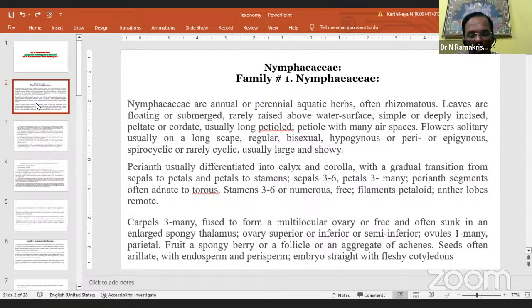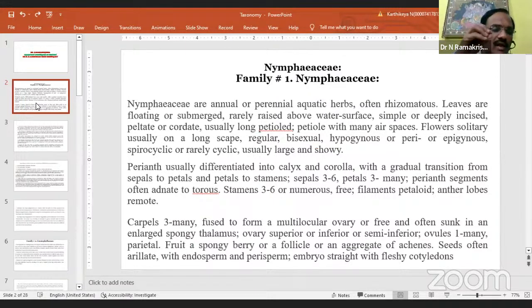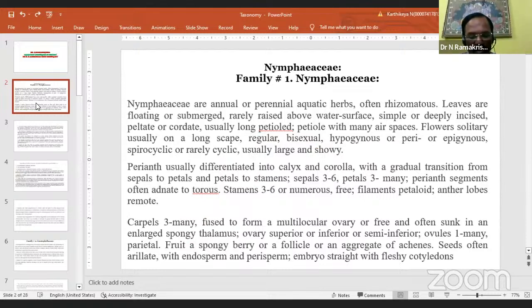Now you are going to study anatomy, meaning the tissues. Tissues mean a group of cells. The tissues may be defined as a group of similar or dissimilar cells which perform a common function and have a common origin. So we are studying only tissues. What is the meaning of tissues? A group of cells.